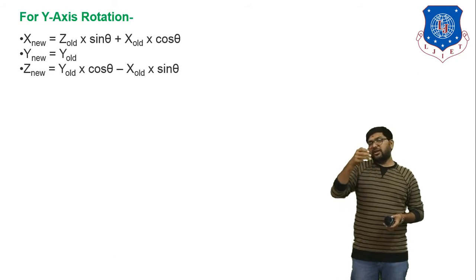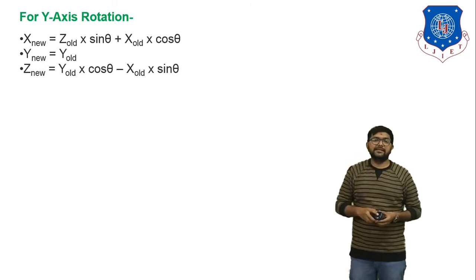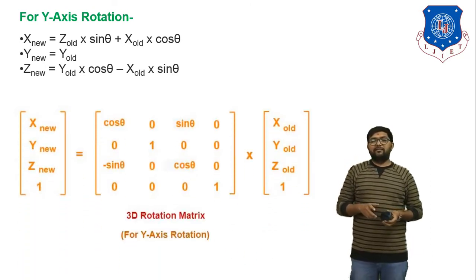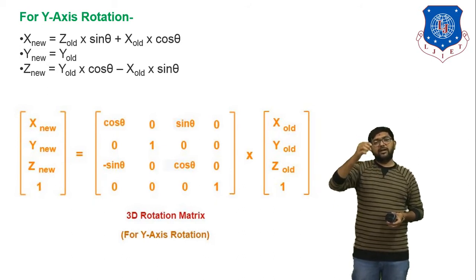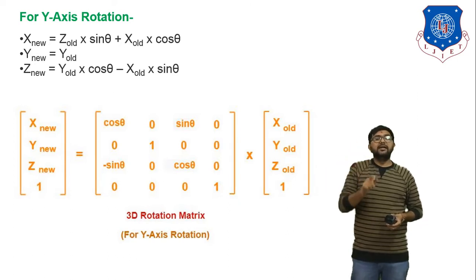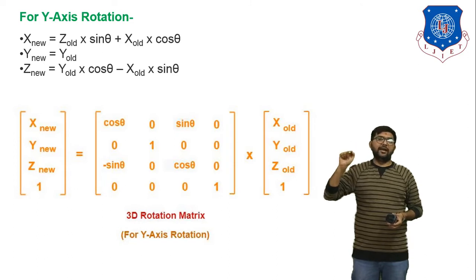Now using these three equations, we have to convert them into matrix multiplication form like this. So this is the matrix equation: x new, y new, z new and 1. These three equations are converted into matrix form in a single matrix equation like this: cos theta 0, sin theta 0, 0, 1, 0, 0, minus sin theta 0, cos theta 0, 0, 0, 0, 1. And the old point coordinates, that is x old, y old, z old and 1.